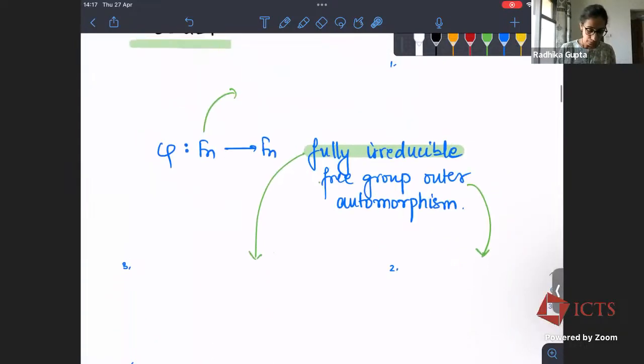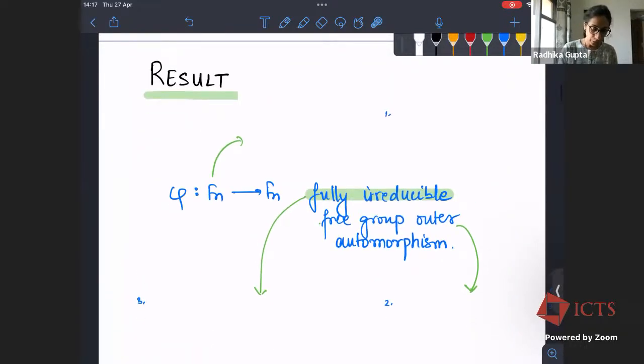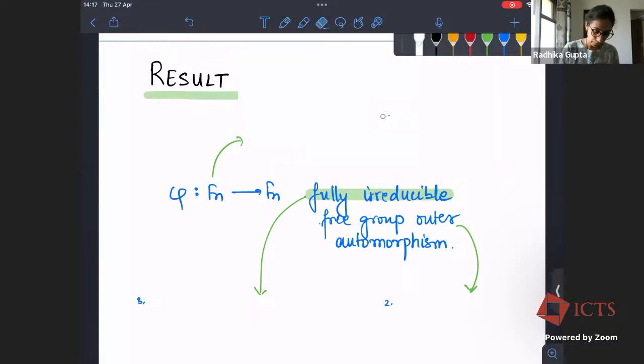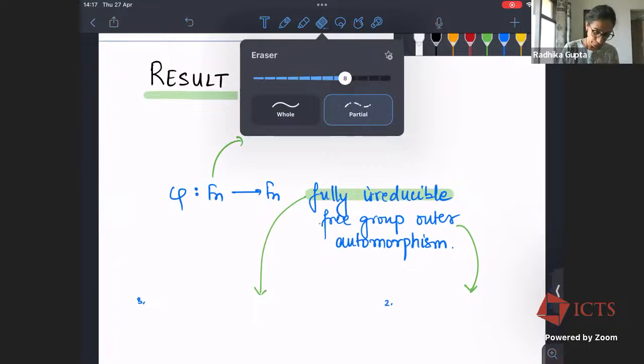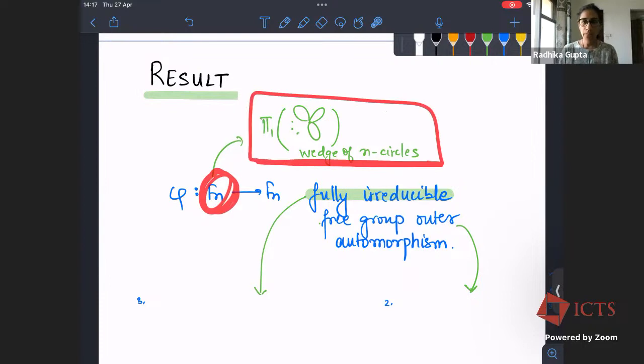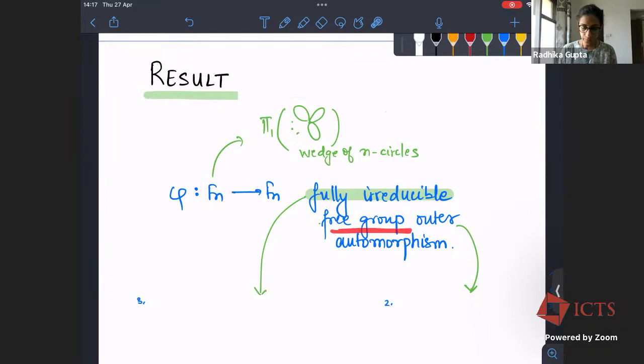But I am interested in free group automorphisms. So I am interested in free groups. I think of a free group of rank n as the fundamental group of a wedge of n circles. And I'm replacing my surface with this wedge of circles. So instead of surface groups, I'm looking at free groups. And instead of looking at surface homeomorphisms, I want to look at free group automorphisms.